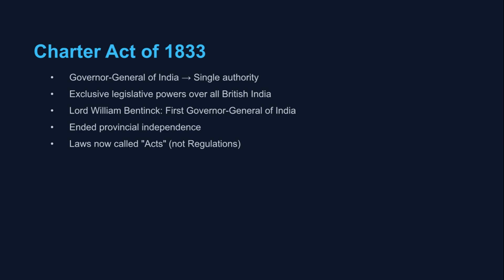Most significantly, the Act ended the commercial activities of the East India Company. It became purely an administrative body, holding Indian territories in trust for the British Crown. The transition from trading company to administrative empire was complete.